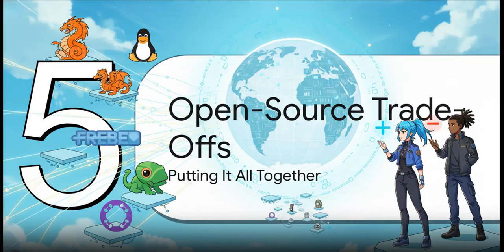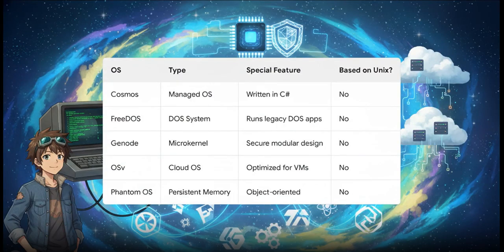Wow, we've been on quite a journey, from running old DOS games to systems with persistent memory. So let's pull back and look at the big picture. What are the real-world trade-offs of going down the open source path? This table really ties everything together beautifully. You can see it all at a glance.